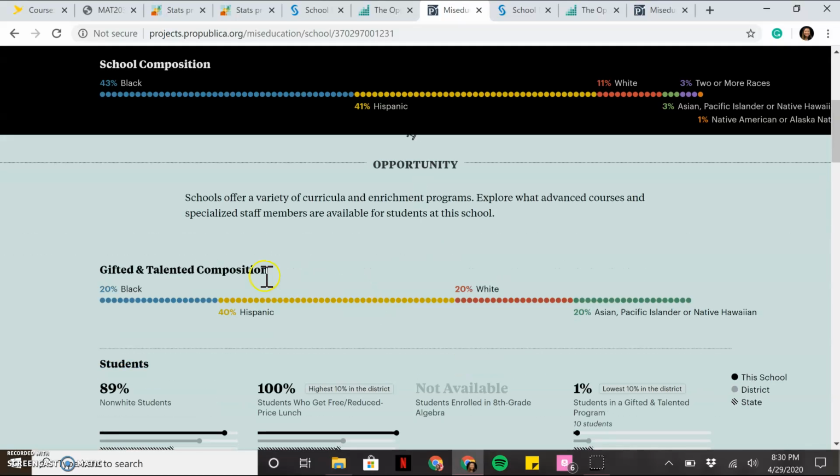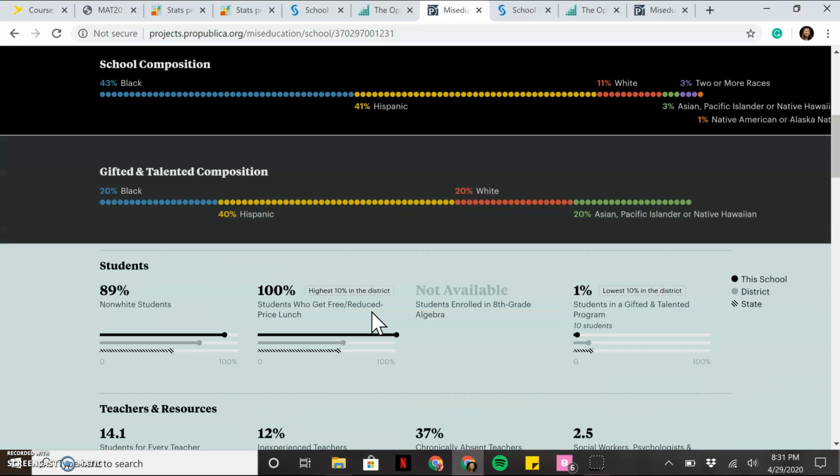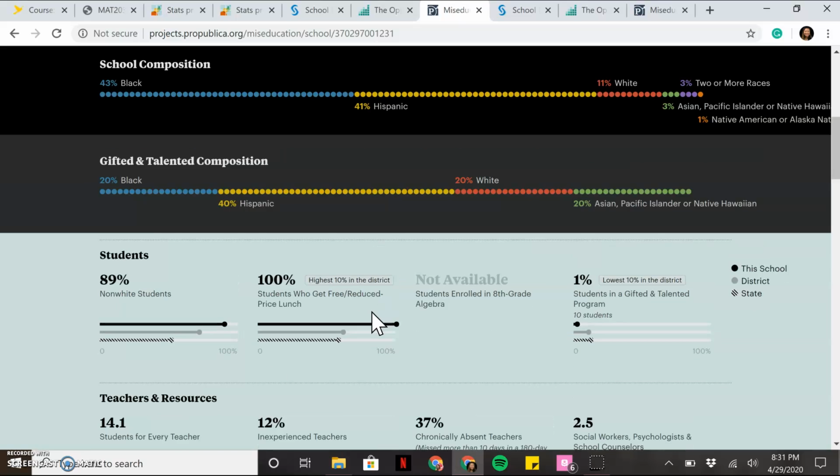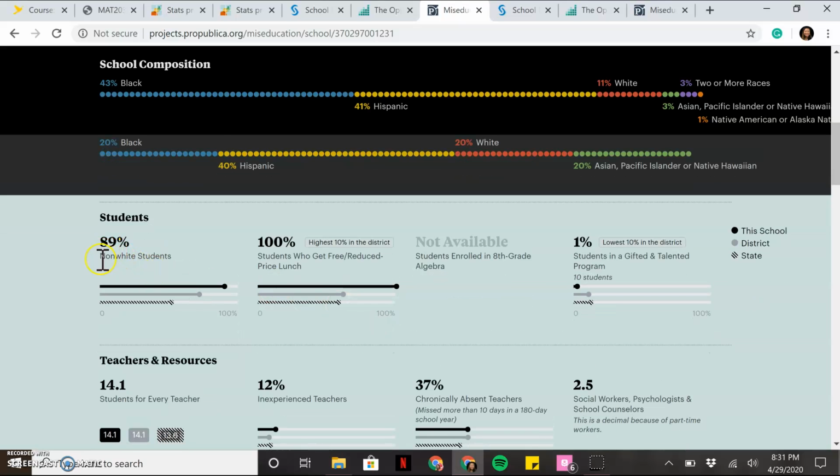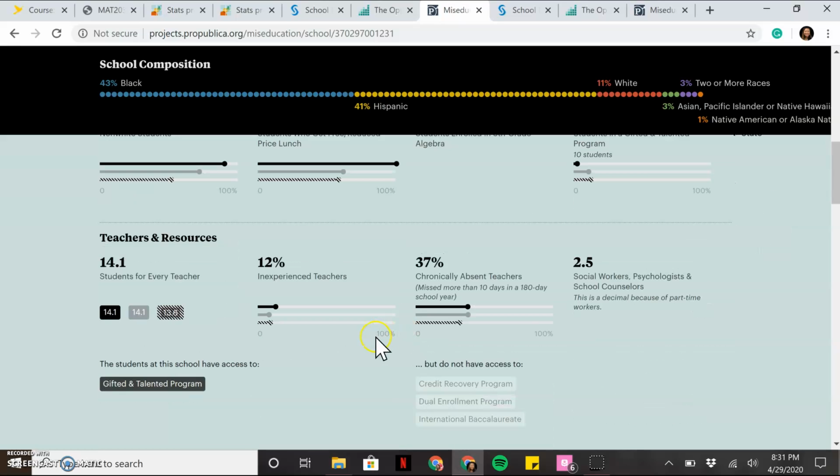And so you see that the gifted and talented, 20% of that is Black, 40% Hispanic, and 20% white. So the Hispanics are dominating that population right there. But then you see that the total is 89% non-white and 100% of the students are receiving free and reduced lunch, which is to be expected when you're looking at a school in such a low poverty area.